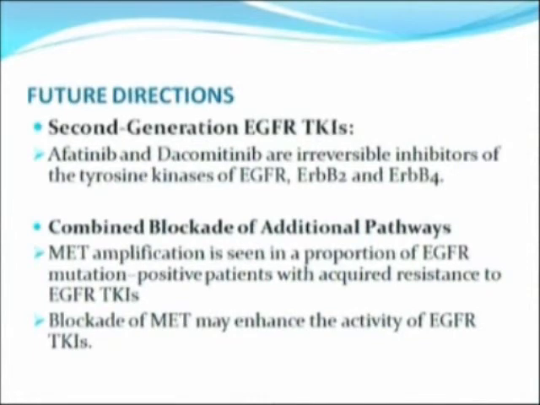What's next on the horizon? Well, we're developing newer and better drugs. So the second generation of EGFR tyrosine kinase inhibitors, you'll hear the names of drugs such as afatinib and dacomitinib. These are irreversible inhibitors rather than the reversible inhibitors of the first line agents. And these also target not only the epidermal growth factor receptor, but also other receptors in the same family, like the HER2 receptor. We're also looking at the added value of blocking additional pathways.